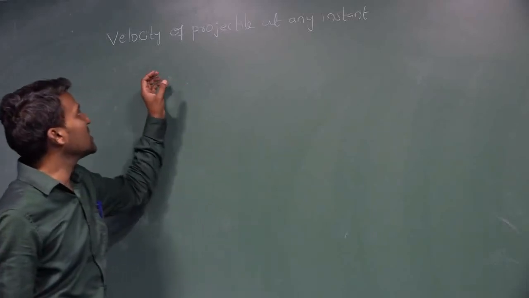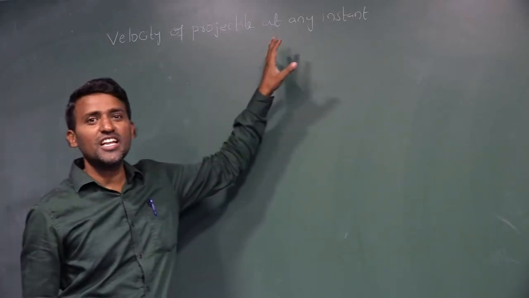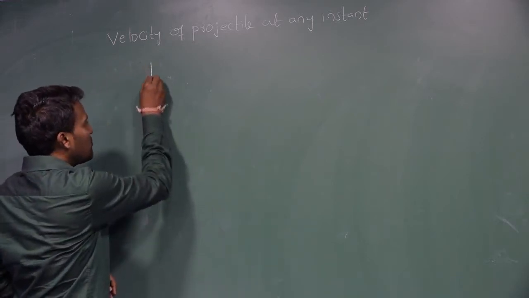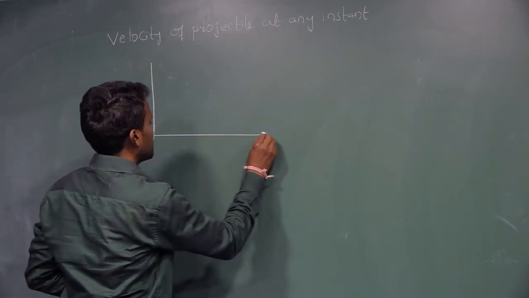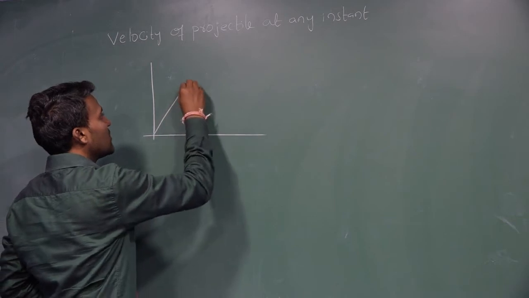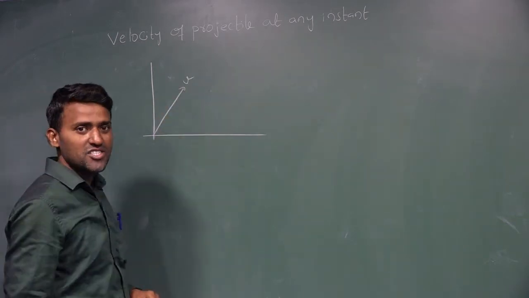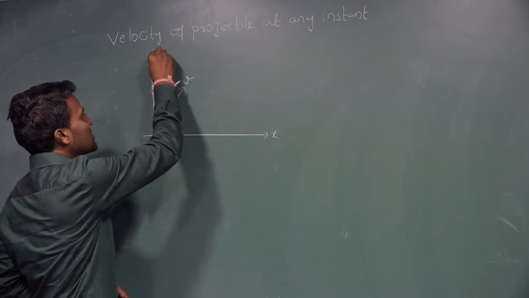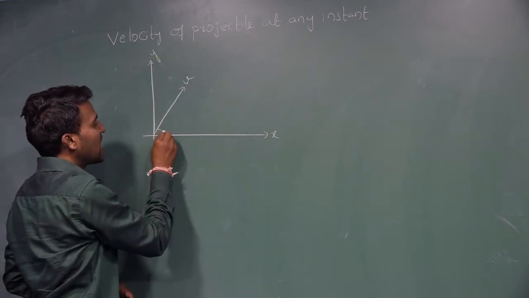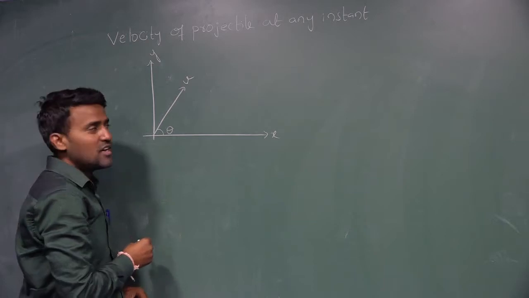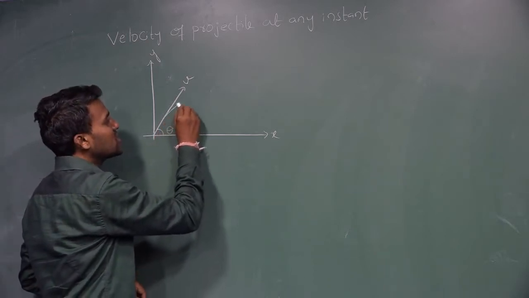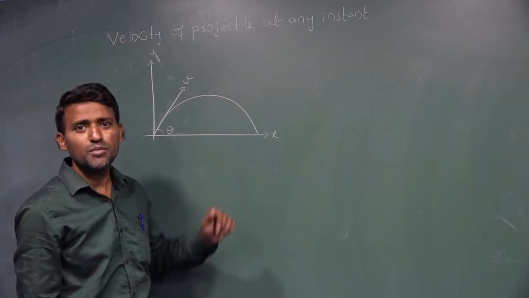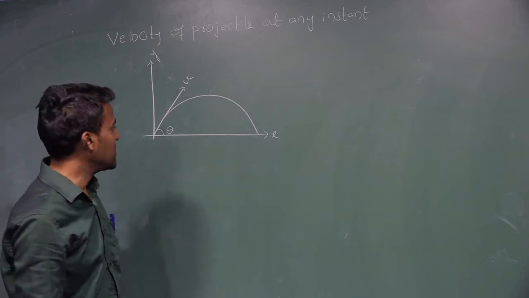Now we can calculate the velocity of the projectile at any instant. See here, if you project an object with a velocity u, and this is the x-axis, you know very well, and this is the y-axis. Now it is making an angle theta with the horizontal, and the path of the projectile body is parabolic. The path of the projectile is nothing but a parabola. That we know very well, isn't it?